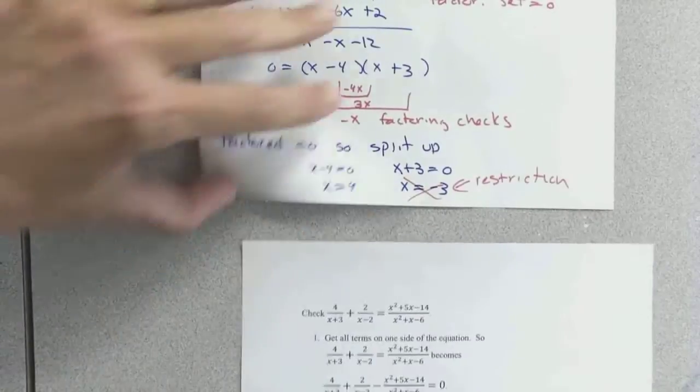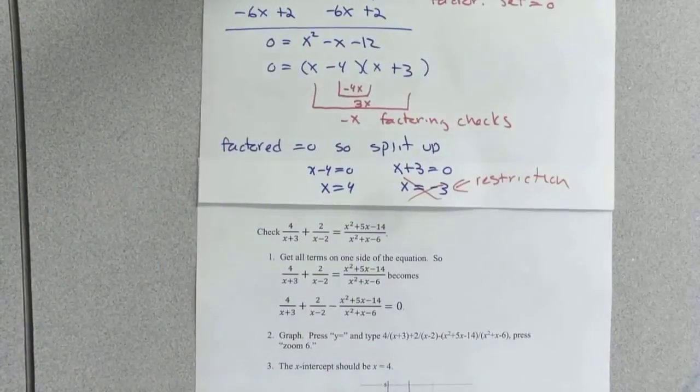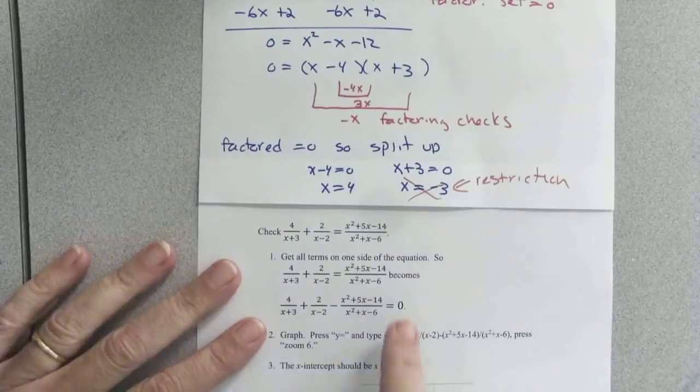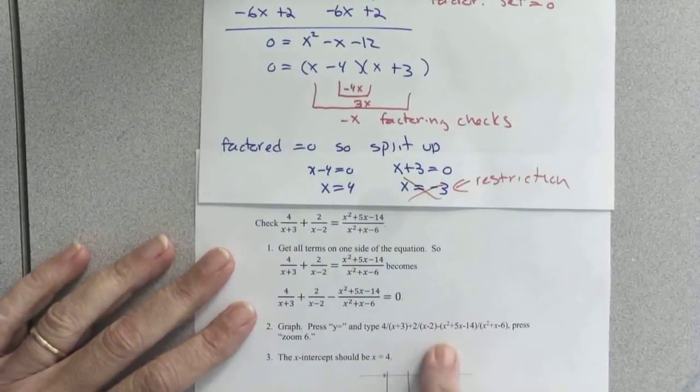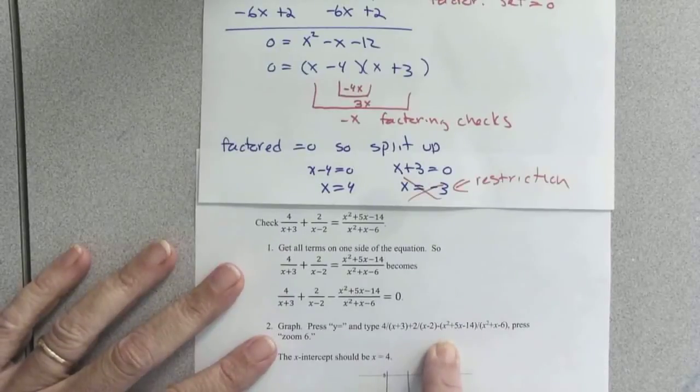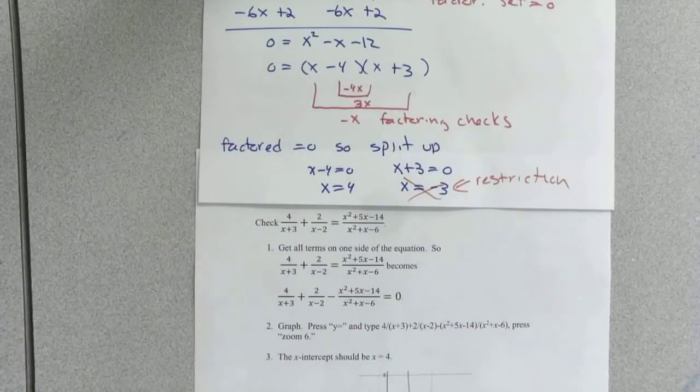And we can check that as well, doing the same thing that we've done, checking things graphically. I get everything on one side. So I just move that whole fraction to the other side. Then you're going to press your y equals, and you're going to type that stuff in there. And now be careful when you're typing fractions, that if your numerator and or your denominator is anything other than a single simple variable, you need parentheses.